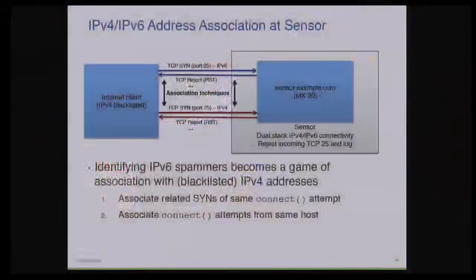So we have to do some type of association between otherwise apparently disparate connection attempts at the sensor MTA. Somehow we have to be able to associate these. And we basically take two steps, in preliminary analysis, to look at how these might be associated in, at least initially, a kind of naive fashion. The first one is to identify associated SYNs from the same connect attempt, connect referring to the socket API, and then associate different connect attempts from the same host, meaning the IPv4 and the corresponding IPv6.